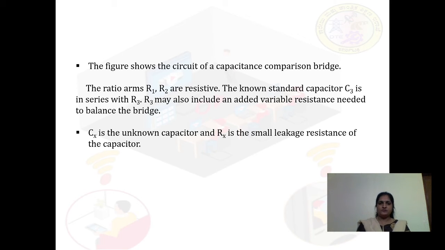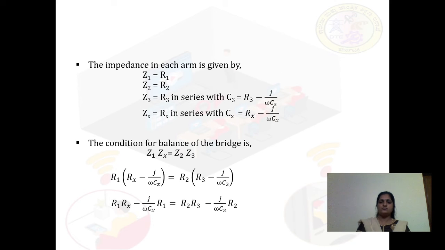Coming to the working principle, here the ratio arms are R1 and R2, which are purely resistive, and the known standard capacitor C3 is in series with R3. Here R3 may also include an added variable resistance needed to balance the bridge, and the unknown capacitance Cx is in series with Rx, which is a small leakage resistance of the capacitor.